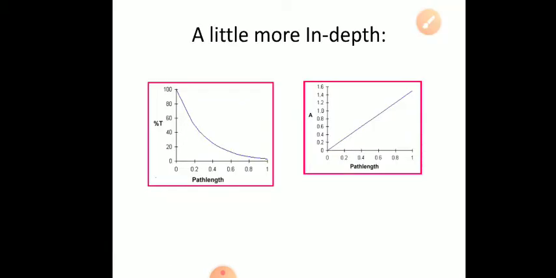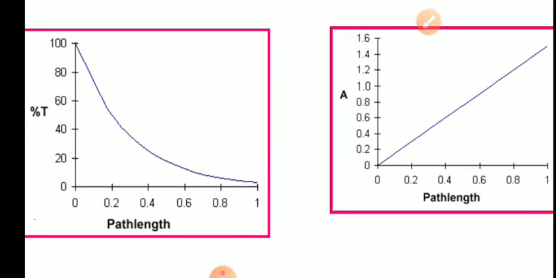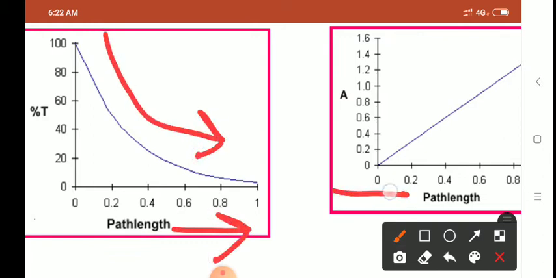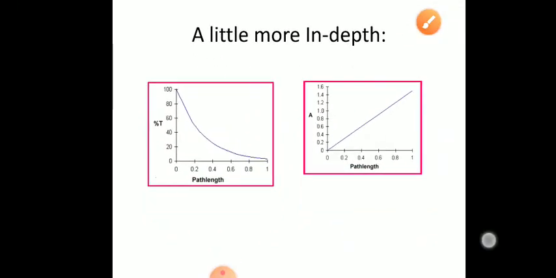Now, if you study it in depth, as I told you, the two phenomena of transmittance and absorbance are opposite. As the path length goes on increasing, see the first graph, transmitted light goes on decreasing, but the amount of light absorbed goes on increasing. So these are two opposite phenomena.